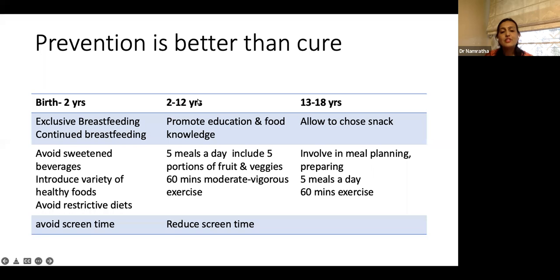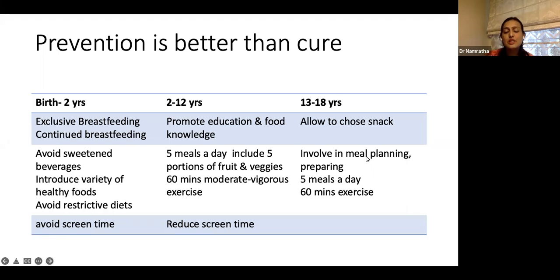In 2 to 12 years of age, we need to promote education and food knowledge. We can use AVQs. We can encourage the child by taking them out for grocery shopping or taking them out to the farms, teaching them what healthy foods are, give a positive outlook about healthy foods. So children at this stage should be encouraged to take at least 5 portions of fruits and veggies, and they should have scheduled meals like 3 meals and 2 minor snacks. And they should be encouraged to take part in various forms of physical activity.